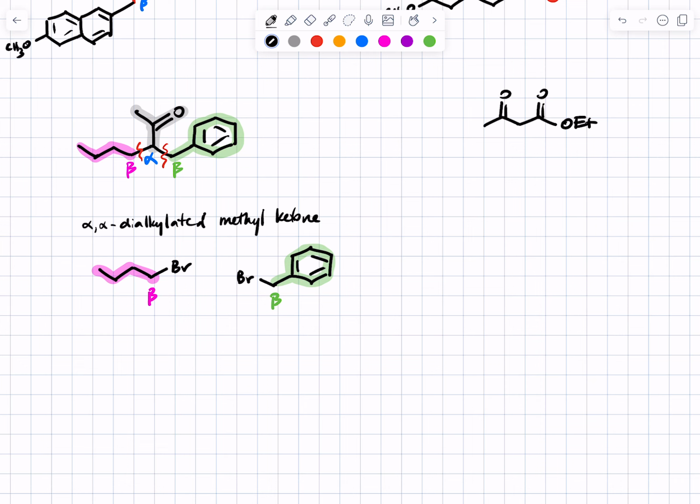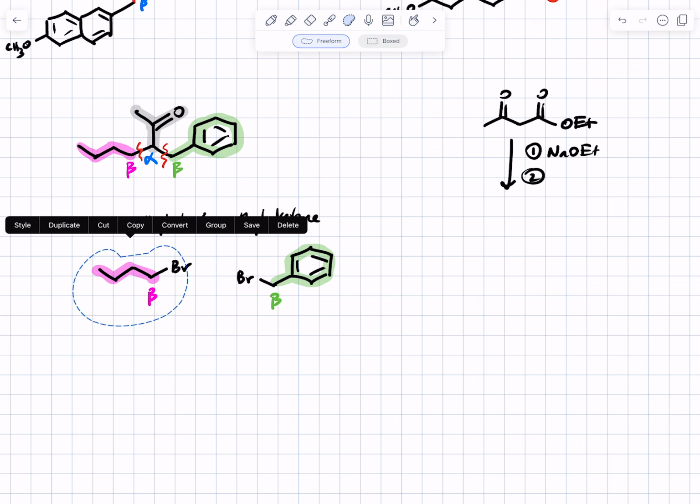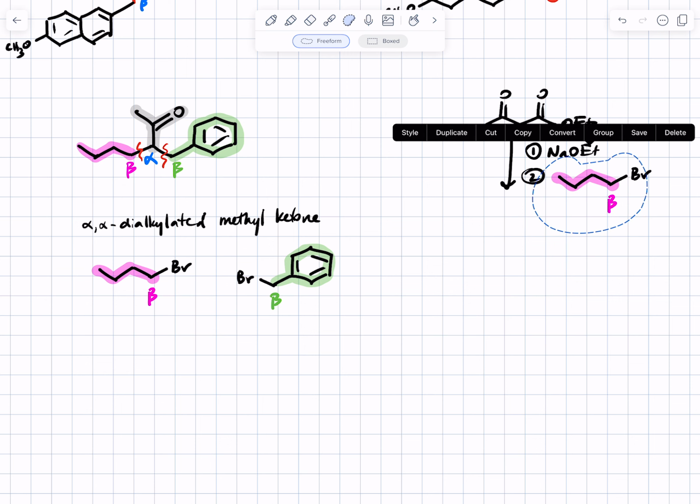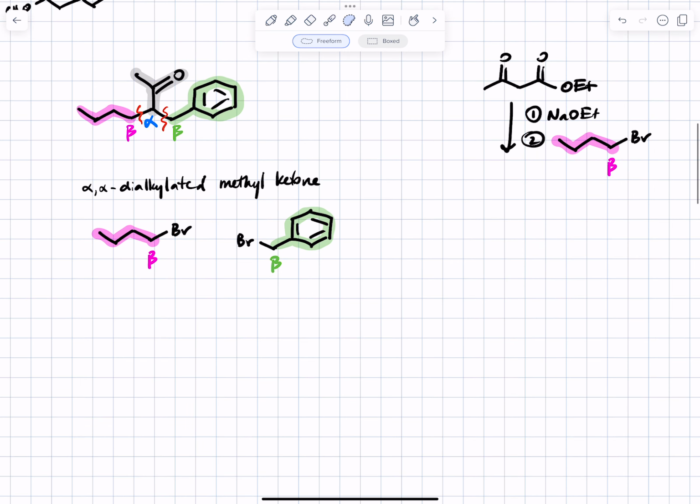And presumably you would do this reaction in the following way. You would use sodium ethoxide, then one of these, and I'm choosing one of them first. It likely does not matter the order that you put the alkyl groups on.